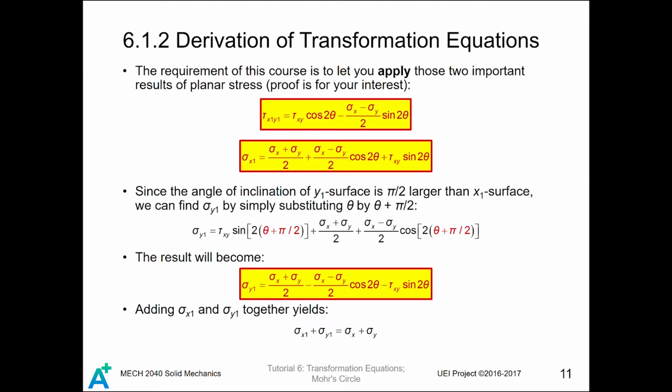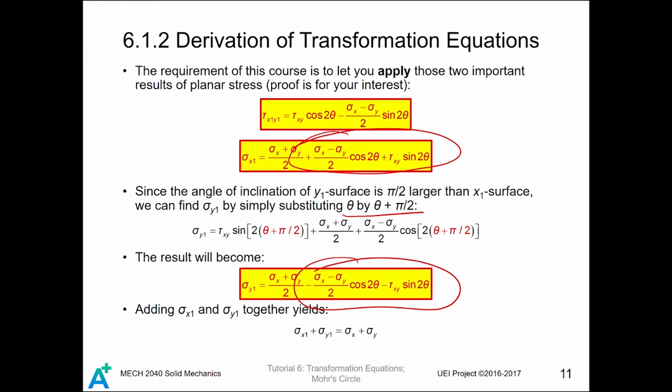So from the previous slide, we have tau x1 y1 and sigma x1. At the same time, you can also have the direct stress in the y1 direction by simply substituting theta by theta plus pi divided by 2. After that, you will get the equation of sigma y1. Notice that the first term is still the same, but the other two terms have opposite signs. For sigma x1, you obtain a positive sign for those two terms, while for sigma y1, you obtain two negative signs.